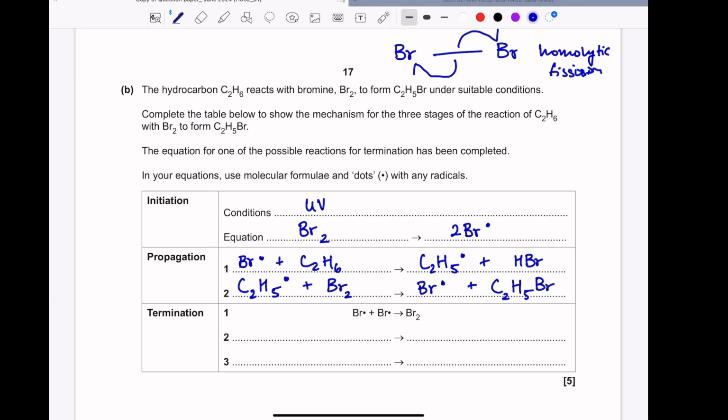And the propagation step keeps going over and over again until you run out of the reactant. Reactant would be either one of them, so either the bromine or the C2H6. And then comes the termination step, and in termination, all of the radicals combine together. So one possible combination is 2 bromine radicals combining. Another combination could be a bromine radical and an organic radical, C2H5, coming together to make the desired product. And you could also have 2 organic radicals, C2H5, coming together, and that would make C4H10.